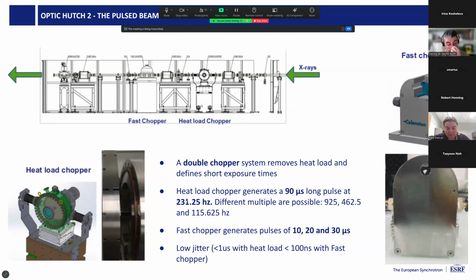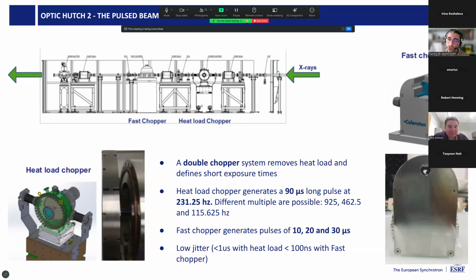Again, in probably 99% of the cases, we always work at this 231 hertz. And then downstream, after the heat load chopper, there is a fast chopper, which has been developed by a Swiss company on our specification, which is a very small device, which is magnetic levitating. And here you see there are 3 different slots.